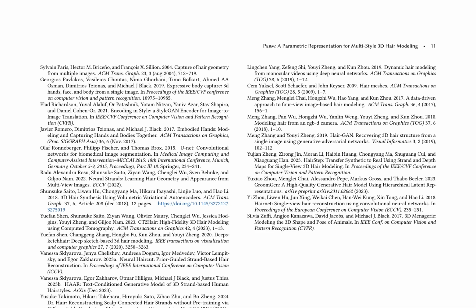Significant findings include neural strands for learning hair geometry and appearance, as well as CT2Hair for high-fidelity 3D hair modeling using computed tomography. A local appearance model for volumetric capture of diverse hairstyles is also highlighted, along with HVH for learning a hybrid neural volumetric representation. Lastly, MonoHair is introduced as a method for high-fidelity hair modeling from a monocular video. These papers demonstrate the advancements in 3D hair modeling and capture, offering insights into the techniques and methodologies used to achieve high-fidelity representations of hair and body from different perspectives.